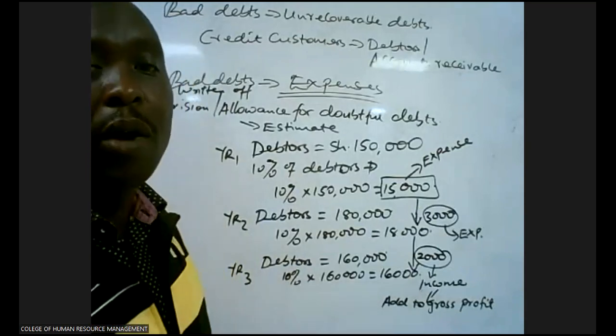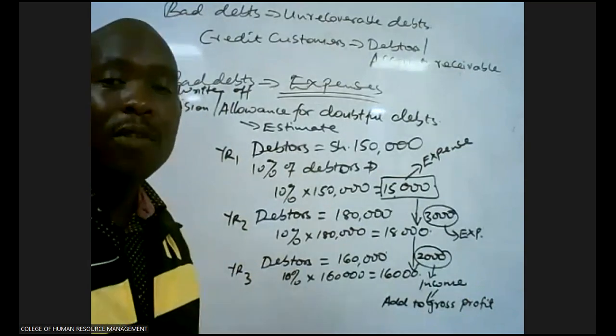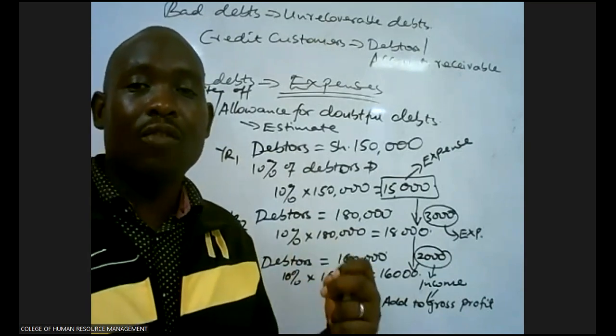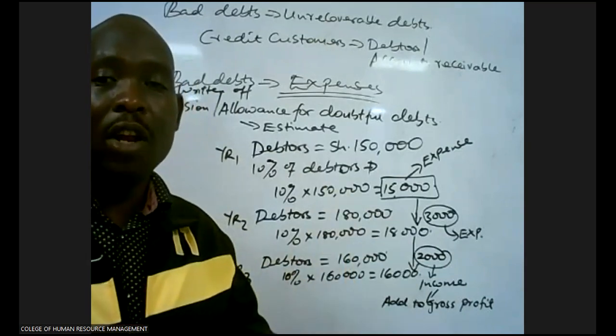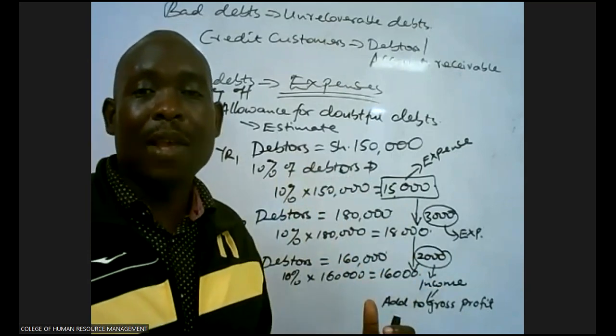So it is not going to be a question whereby you are going to calculate the following adjustments. No, these adjustments are going to be included in the questions involving financial statements, whether it is for the sole trader, whether it is for the partnership or the company. These adjustments are necessary there.